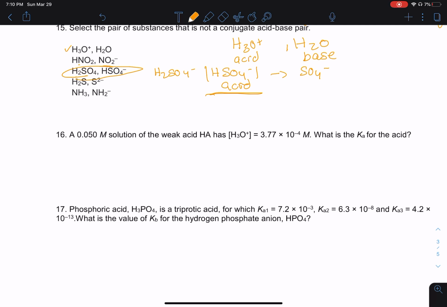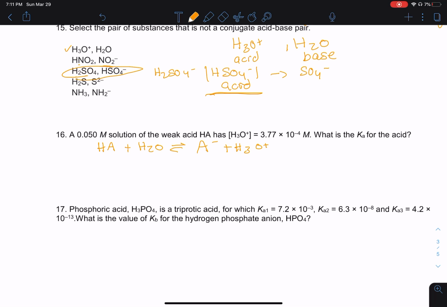Okay, so let us write the reaction out. So we have weak acid HA. So that would mean HA plus H2O gives us A minus, which is the conjugate base of HA, which is our weak acid, plus H3O plus. Remember, conjugate bases and acids only work for weak acids and bases because strong acids and bases completely dissociate, right?